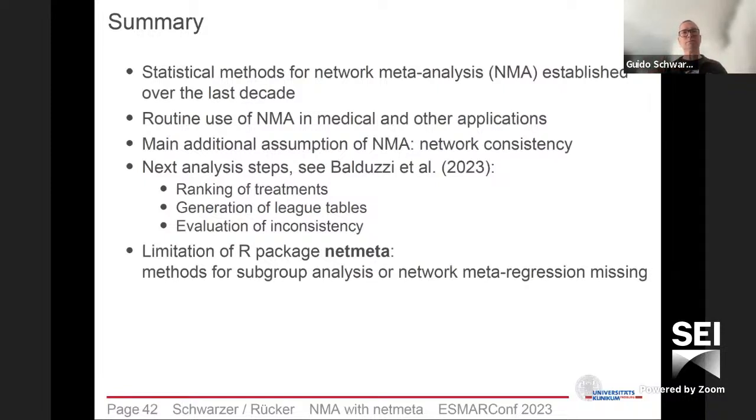If there are no loops, so if you have a simple star-shaped network, which you come across sometimes, so you have placebo as the natural reference treatment, and all other interventions are just compared to placebo, you cannot evaluate network consistency at all, because there are no loops. If there are no loops, there is no possibility to really statistically evaluate if there is any inconsistency. And when you then do these indirect comparisons, you have to assume that this basic assumption is fulfilled.